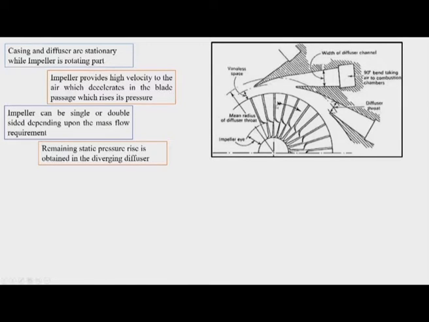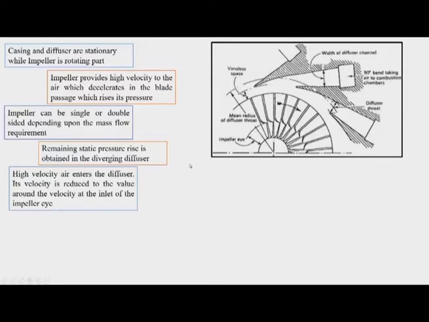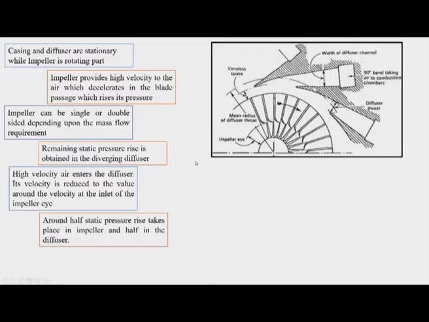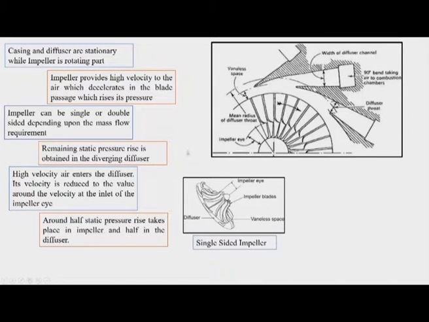So partially, some static pressure rise is expected to take place in the impeller blade, and some pressure rise will take place in the diffuser. Air with high velocity enters the diffuser, and then the velocity of the air gets reduced from the inlet to the outlet. This is what happens in the centrifugal compressor. Around half of the static pressure is expected to rise in the impeller itself, and then the further half of the pressure rise is expected to take place in the diffuser.